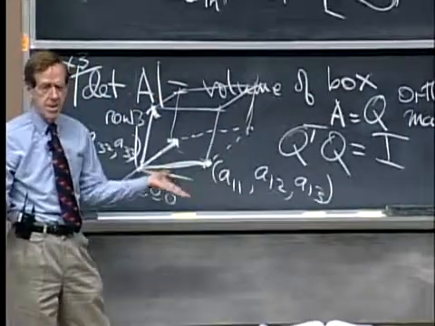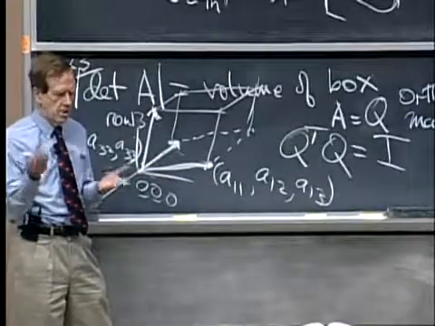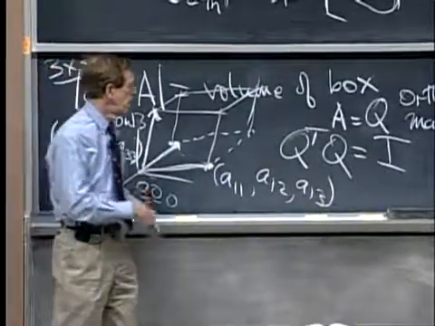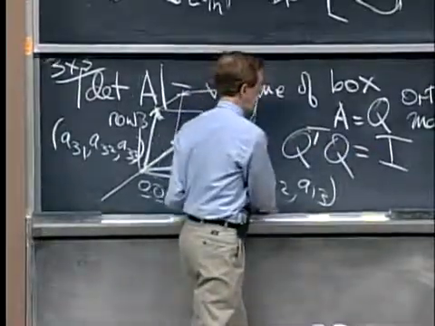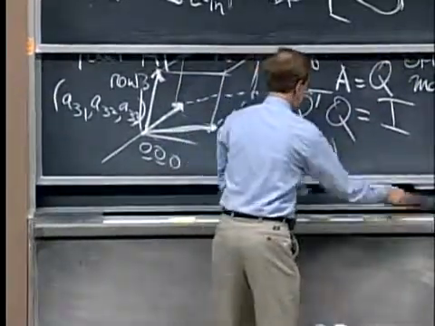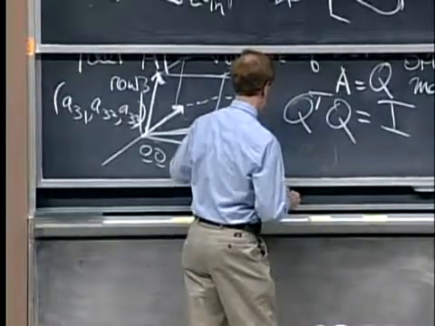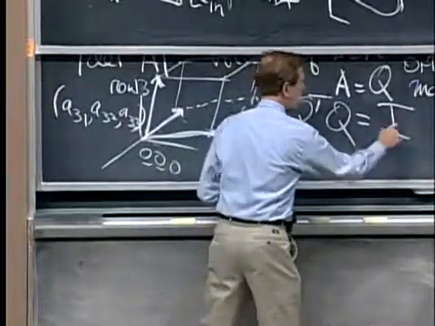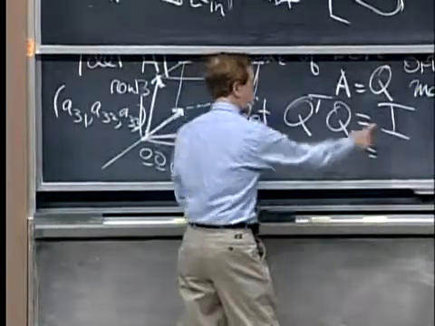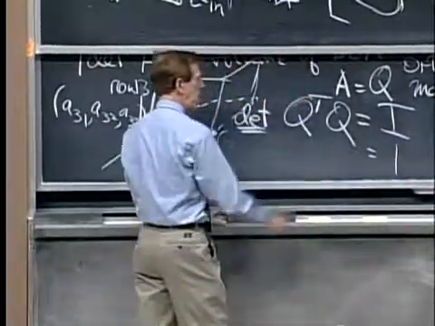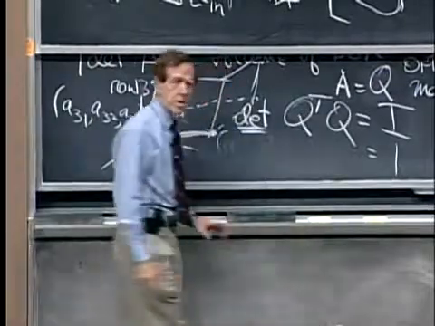I take determinants of both sides. Everybody says so, so I won't belabor it. I take determinants of both sides. The determinant of the identity is 1. What's the determinant of that product?